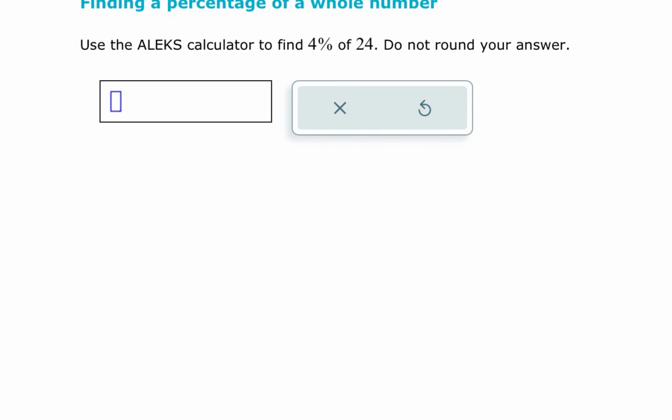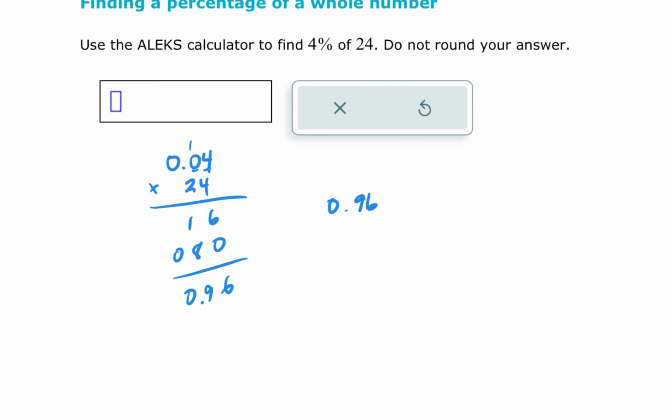One more example, 4% of 24. 4% is 0.04, so we're going to multiply that times 24. And we'll have 2 digits after the decimal point, so our answer will be 0.96.